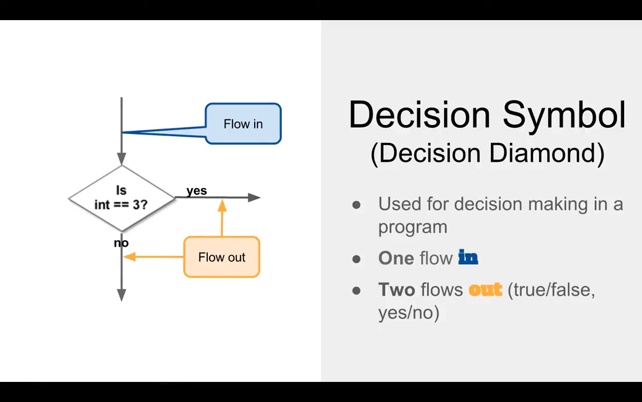And then the decision symbol, I like to call it decision diamond. A lot of my students have trouble remembering this one. So decision diamond, both start with D. It's a nice alliteration there. And this is for decision making in a program. So you're going to have one flow in, and you're going to have two flows out, because you're going to either have a yes and a no, or a true and a false. So in this instance, is int equal to 3? So is that variable equal to 3? Nope. Then you go one way, and yes goes another way.